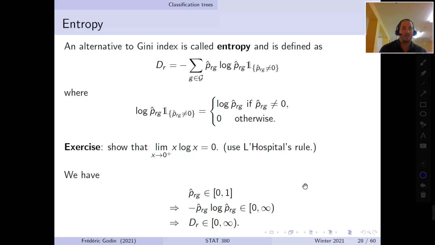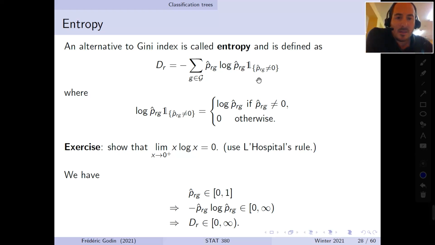An alternative to the Gini index, which is used in practice, is called the entropy. The entropy for a given subregion R is defined as follows. It's minus the sum across all classes of the same p hat, the proportion in subregion R of observations falling in class g, times the log of p. Here in Gini, the factor was 1 minus p and we didn't have the minus sign, but the formula looks a bit the same.